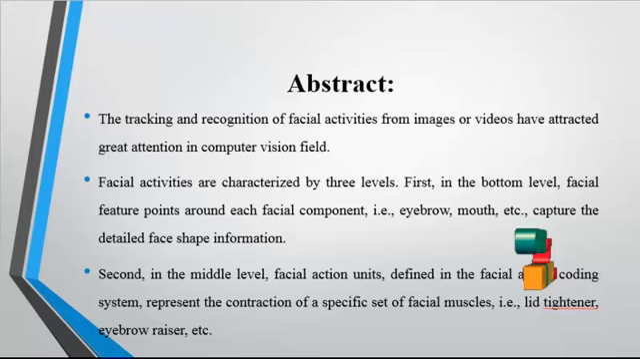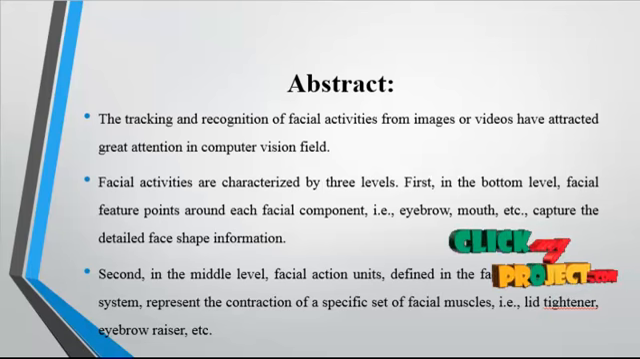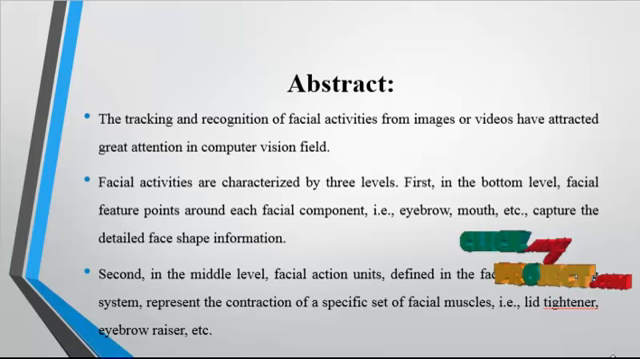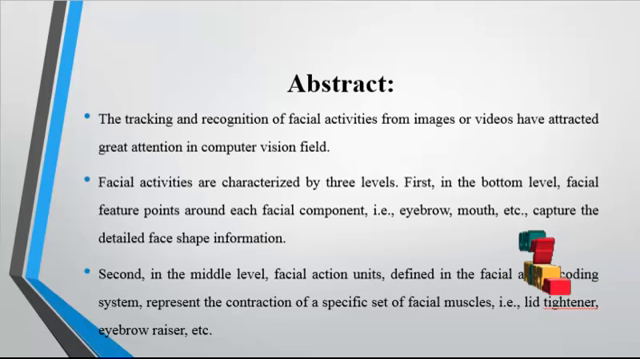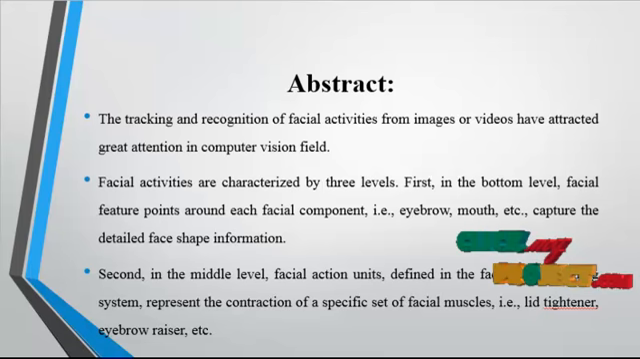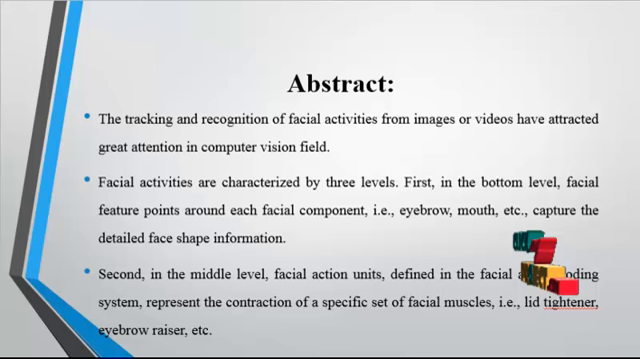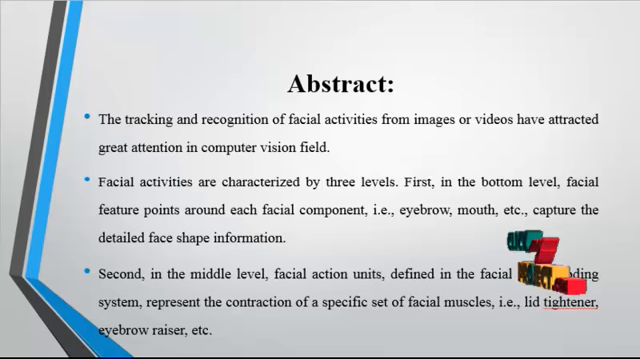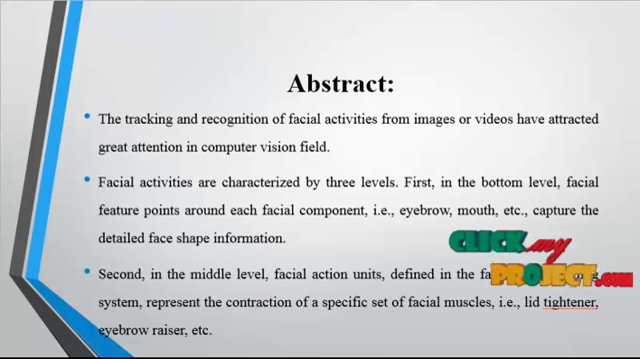Second, in the middle level, facial action units defined in the Facial Action Coding System represent the contraction of a specific set of facial muscles, that is lid tightener, eyebrow raiser. Finally, in the top level, six prototypical facial expressions represent the global facial muscle movement and are commonly used to describe human emotion states.